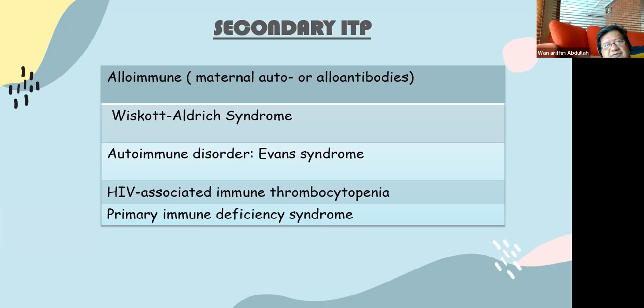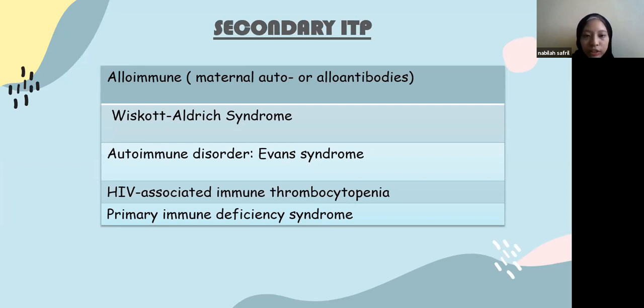A patient may be born with very, very low platelets and may even have intracranial bleed. And this is because of maternal alloimmunization, just like Rh isoimmunization. About the Wiskott-Aldrich syndrome, it is an X-linked disorder, so it commonly affects male infants that will present with microthrombocytopenia, eczema, and persistent infections. And for the autoimmune disorders, for example, is Evans syndrome.